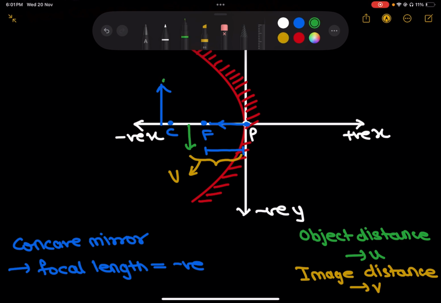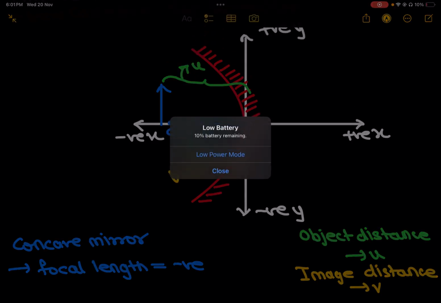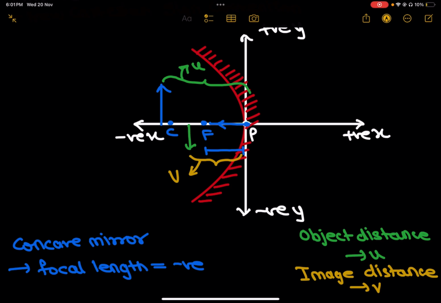Understood? Okay, I'll draw this here. So this is u and v. Understood? So these are the four main distances which we have to measure, right?